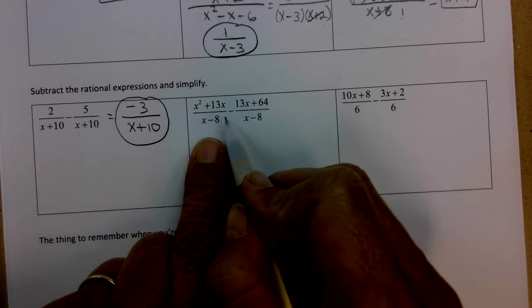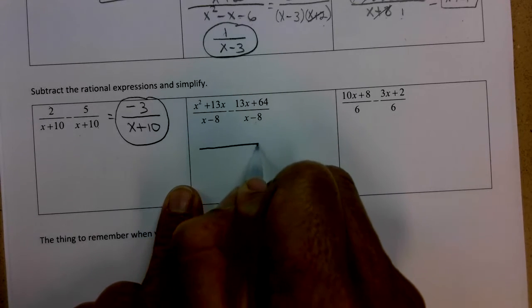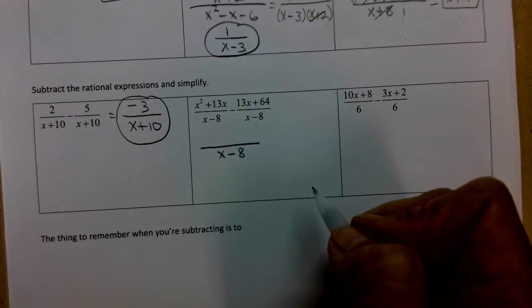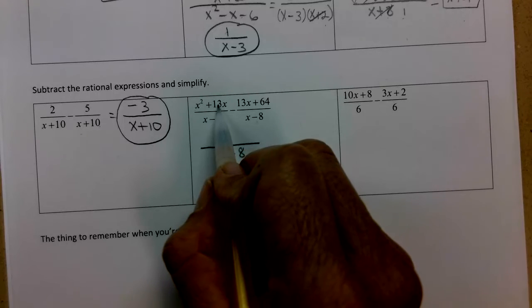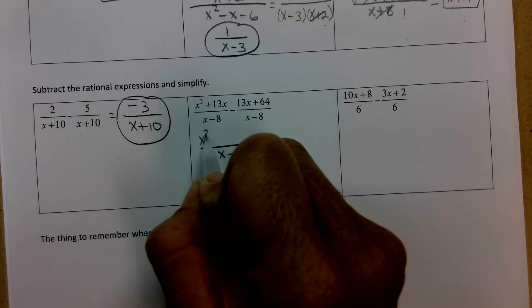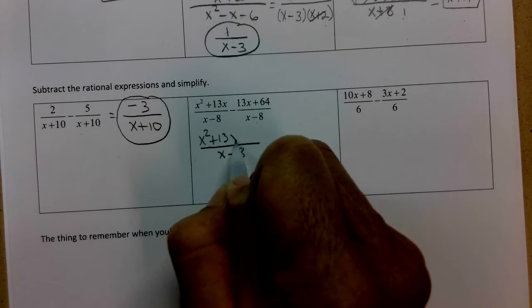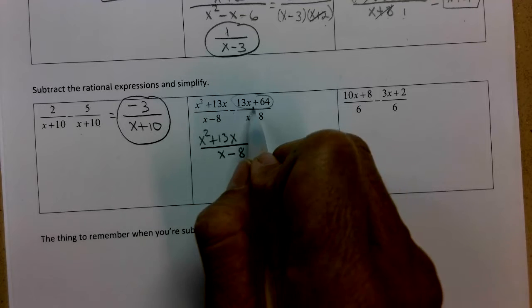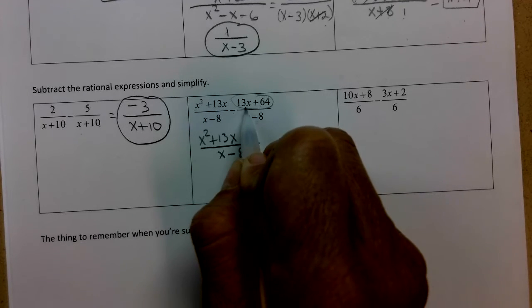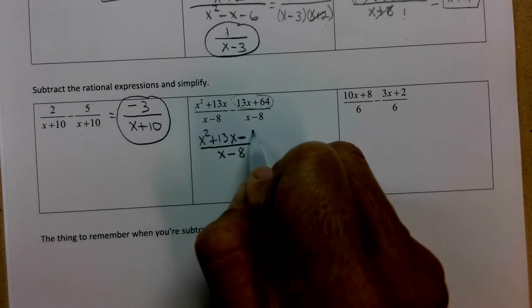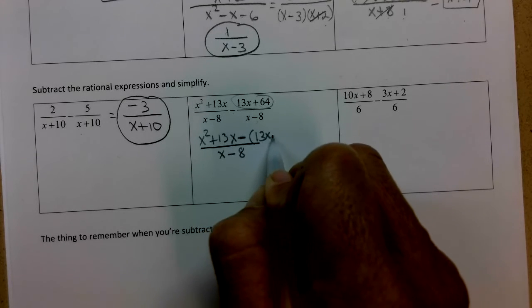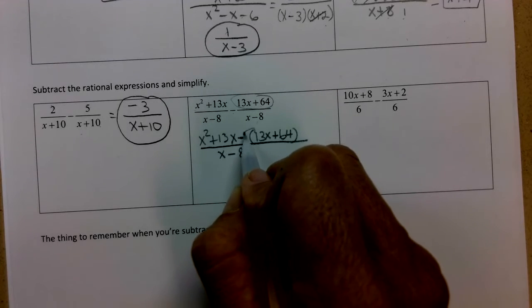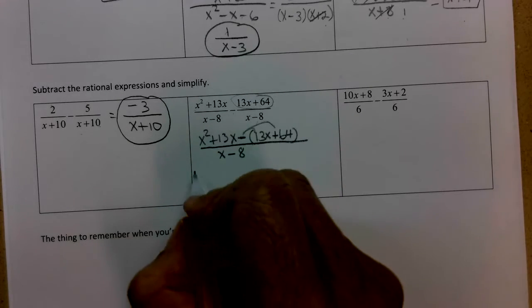x minus 8, I have the same denominator, so that'll be the denominator in my answer. Now we need to be careful on this one. Why do you think we need to be careful? So I have an x squared plus 13x for my first fraction's numerator, right? So x squared plus 13x. I'm subtracting all of the second numerator, and that second numerator has more than one term. So I need to subtract and then put it in parentheses so that I remember to distribute the negative sign.